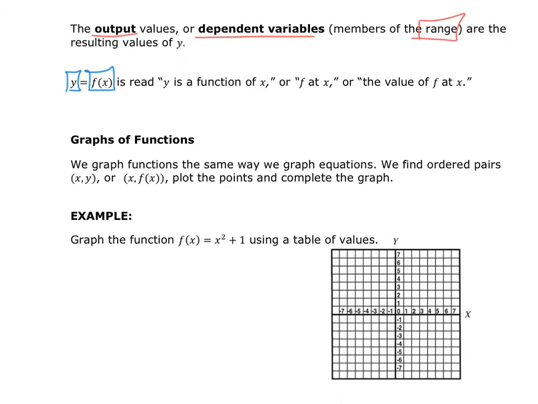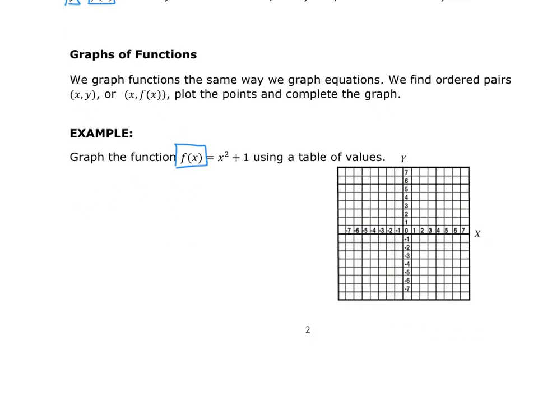So if I'm asked to graph the function f of x is equal to x squared plus 1. Because I'm using this notation right here, I already know it's a function. So what that means is it's going to pass the vertical line test. There's not going to be more than one x associated, or one single x is not going to be associated to more than one y.